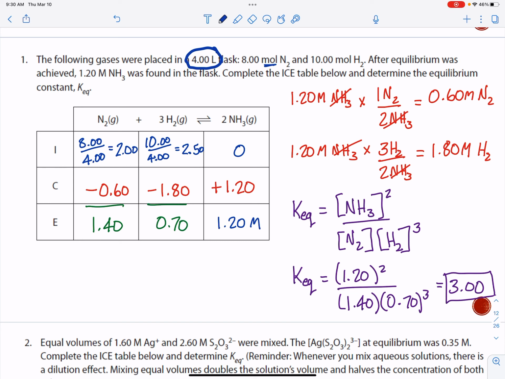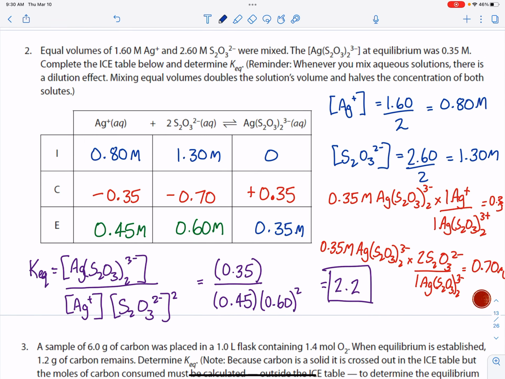Okay, so answer for problem 1 here, I got 3.00 as my Keq. Again, we needed to figure out what the initial concentrations were in molarity, so I had to divide by the number of liters. After that, I could figure out how much change I had going from the 0 to 1.2 in the ammonia, fill in the rest of the change, and then get those equilibrium concentrations. Equilibrium concentrations can then go into the Keq expression and just solve for Keq.